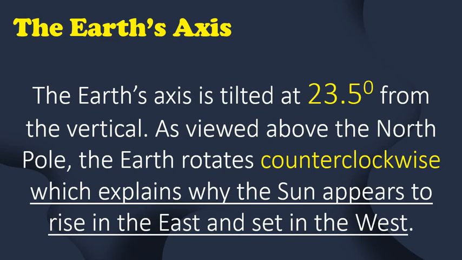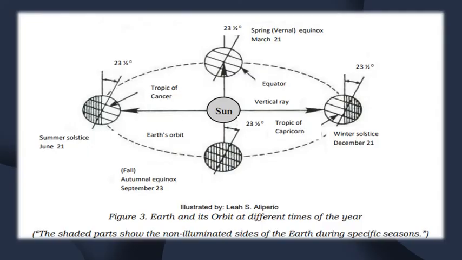Let's talk about the Earth's axis. The Earth's axis is tilted at 23.5 degrees from the vertical. As viewed above the North Pole, the Earth rotates counterclockwise, which explains why the sun appears to rise in the east and set in the west.